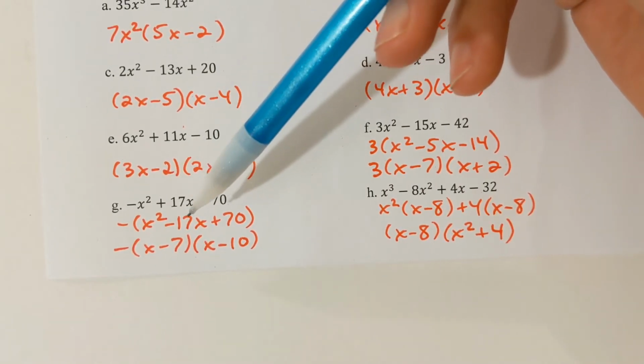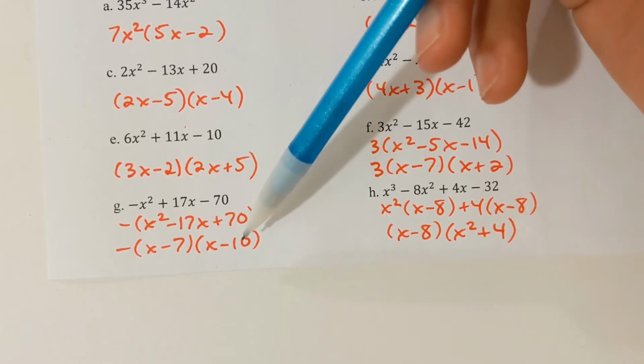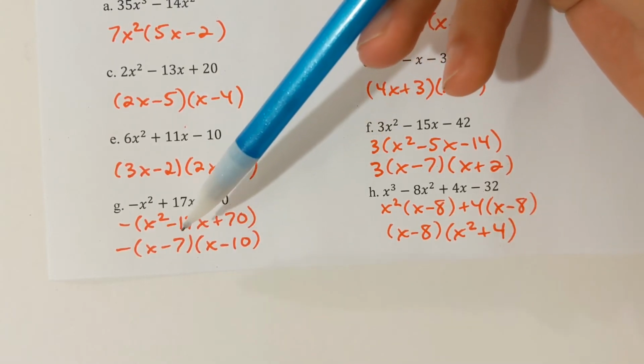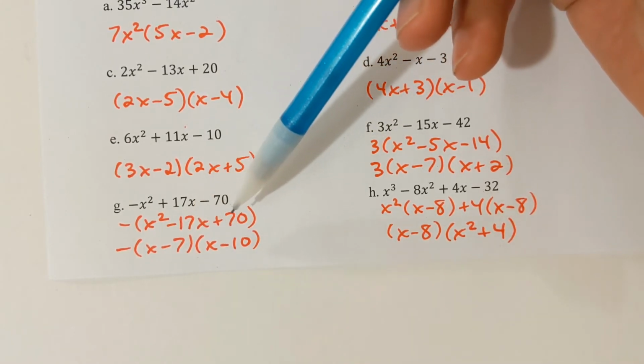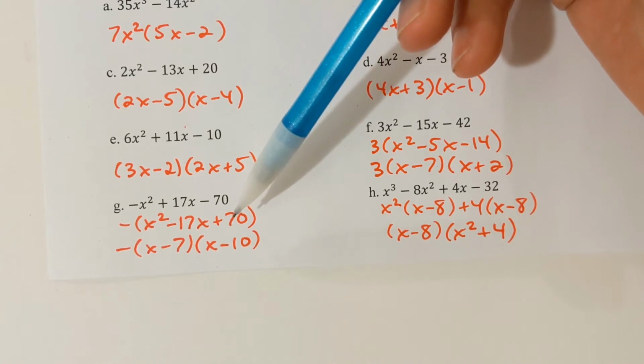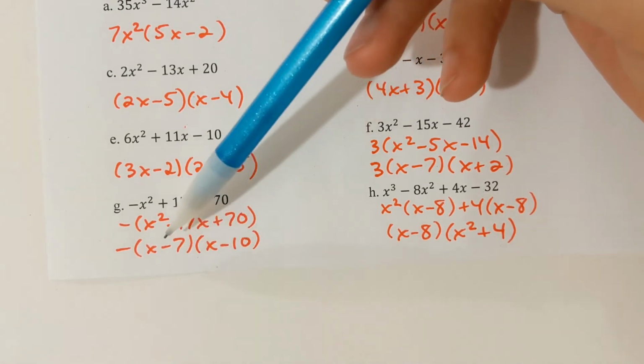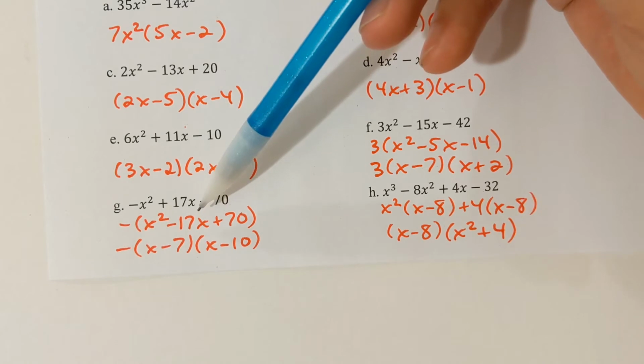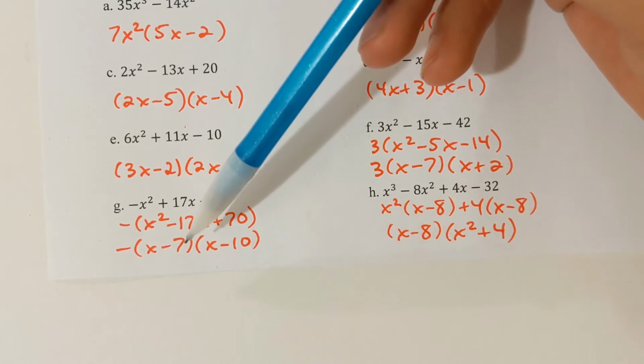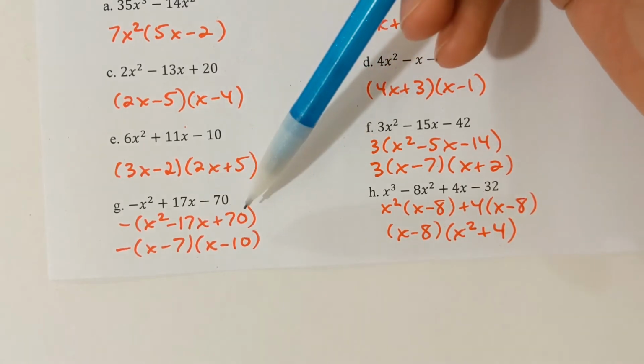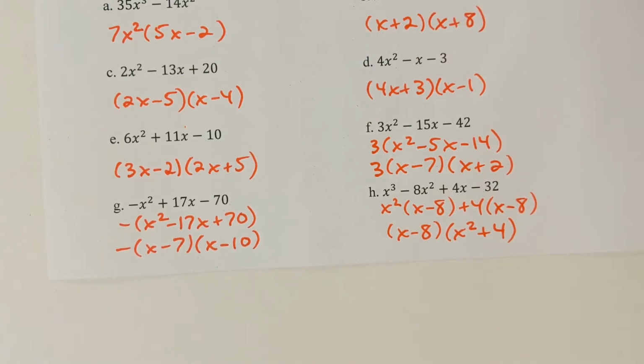And so I've used 7 and 10. Both the signs are negative signs in order for me to get that positive 70 at the very end there. Negative 10x minus 7x is negative 17x in the middle. And then negative 7 times negative 10 is 70 at the end.